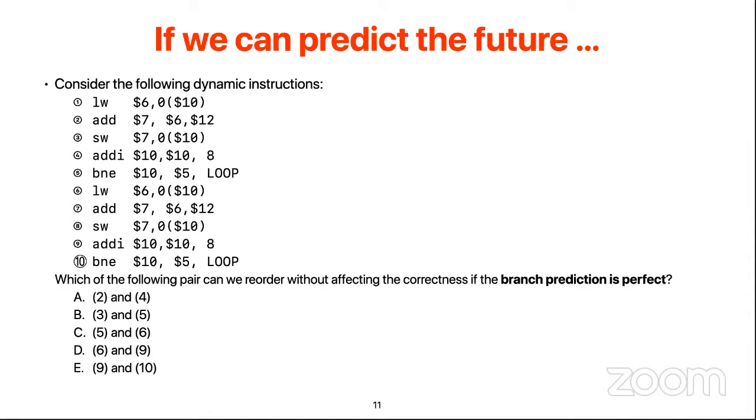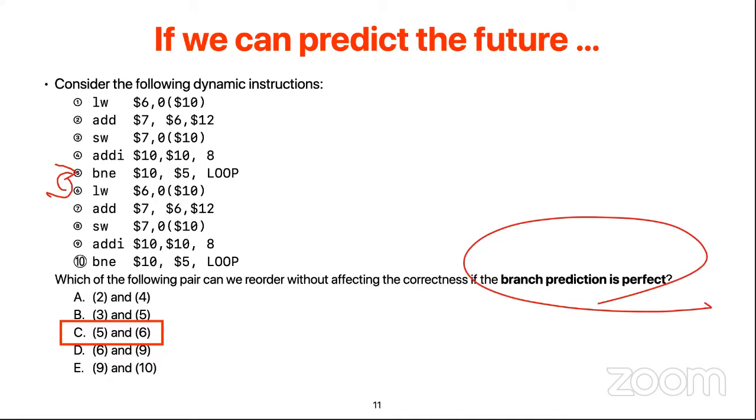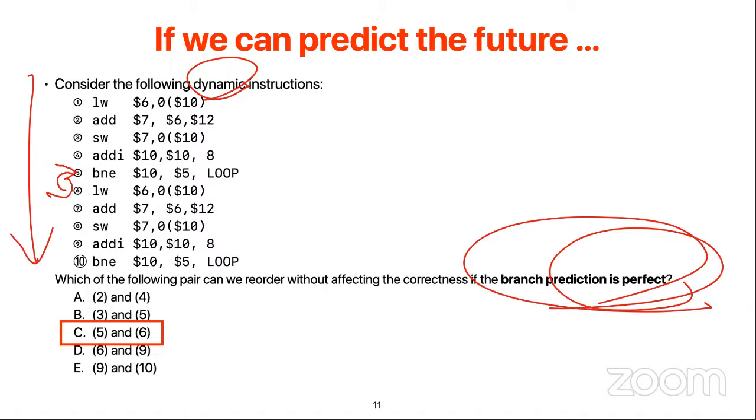If you examine the sequence carefully, you will figure out that if we know the branch prediction is perfect, it doesn't matter. This is the dynamic instruction sequence, so we know this is going to be the instruction sequence that we will be executing. And in this way, since we are going to execute both 5 and 6, and there's no data dependency between 5 and 6.